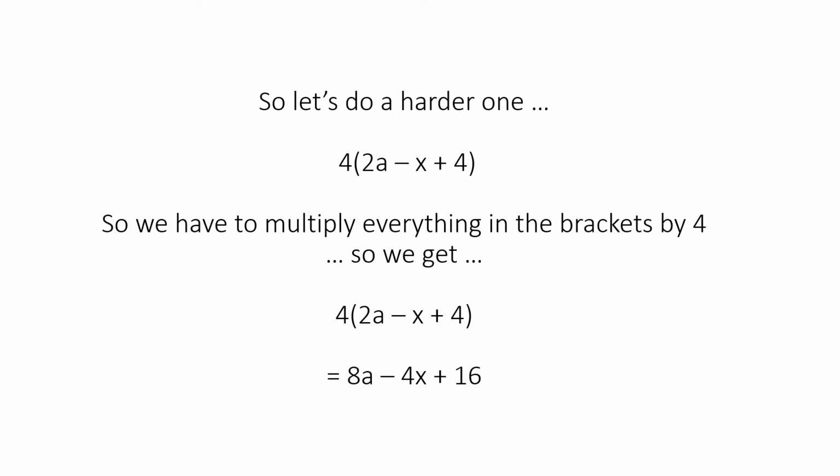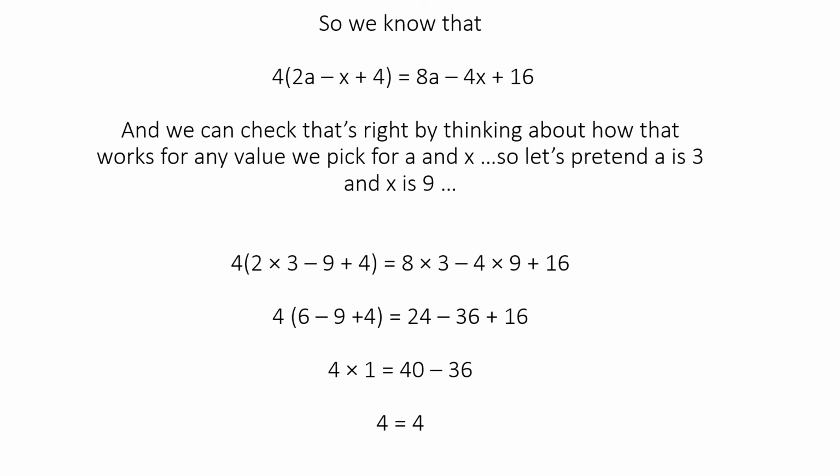You have to go 4 by the 2a gives you 8a, 4 times the x gives you 4x, and it's a minus because you're subtracting the x, and 4 times 4 makes 16. And so I'm saying those 2 things are the same. 4 bracket 2a minus x plus 4 bracket is equal to 8a minus 4x plus 16.